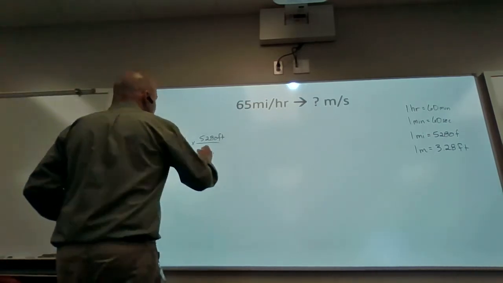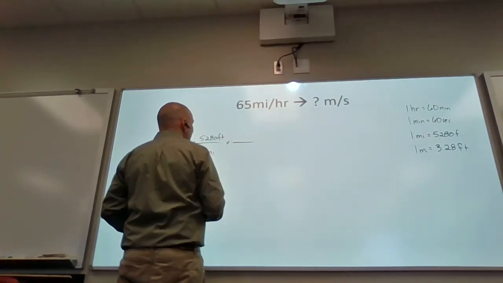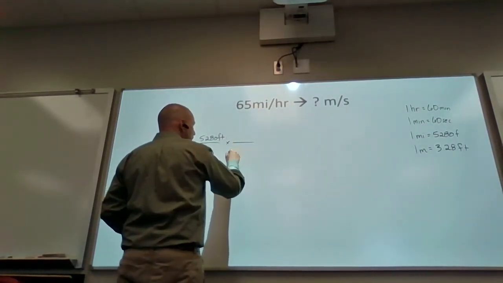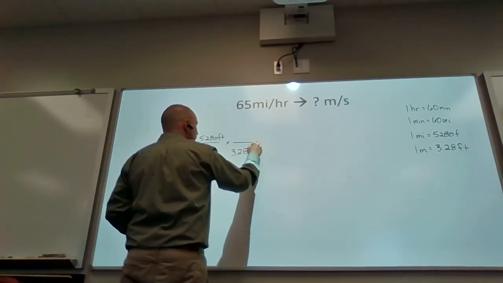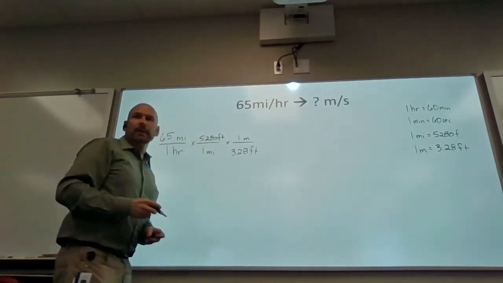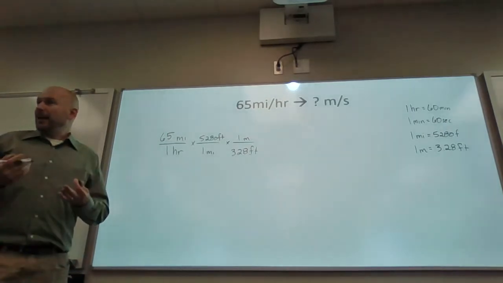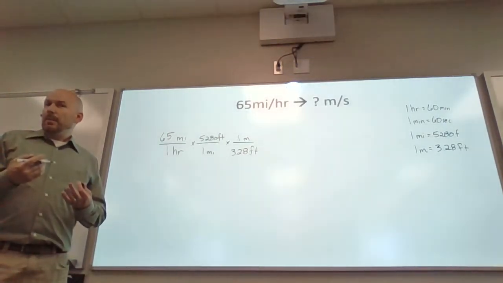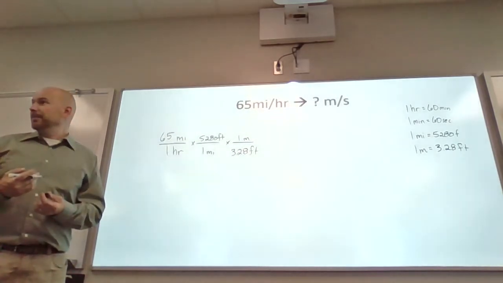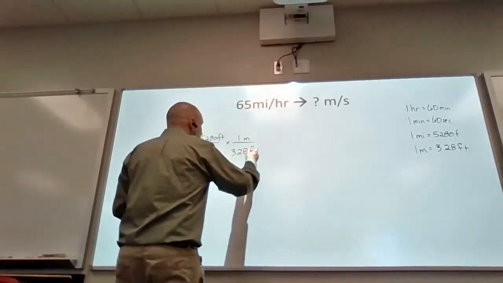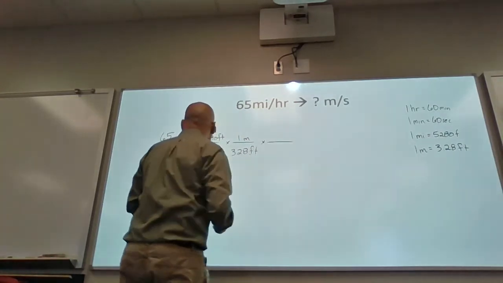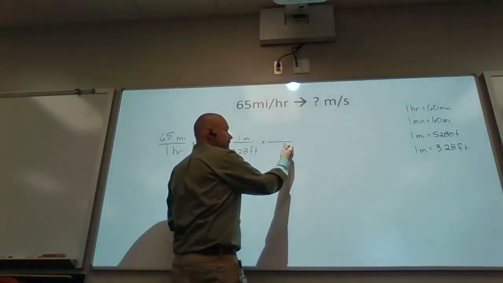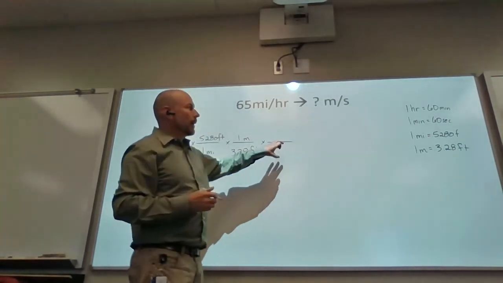Okay, and then we're going to convert that to meters. So feet are on bottom, 3.28 feet for every 1 meter. How are we doing? If we stopped there, we'd get what unit? Meters per hour. Well, we don't want to stop there. So what am I going to stick on bottom here?